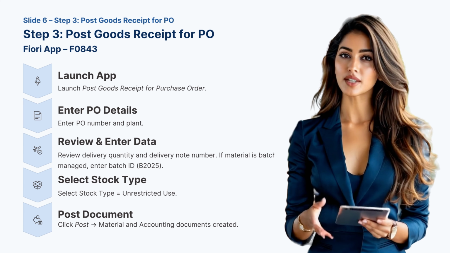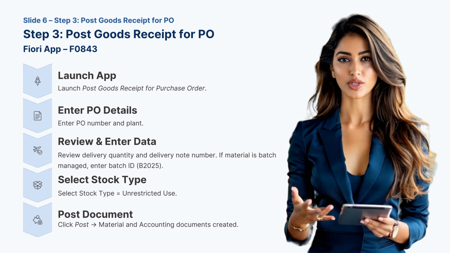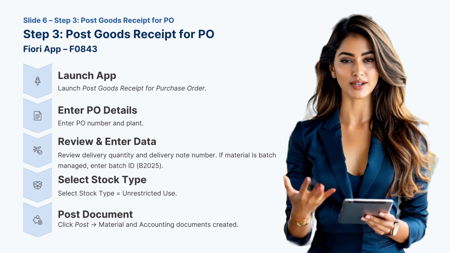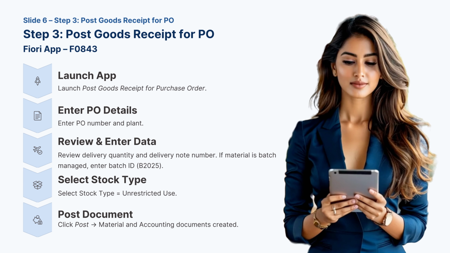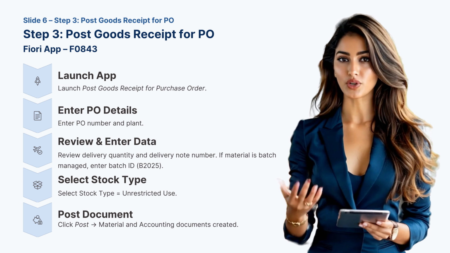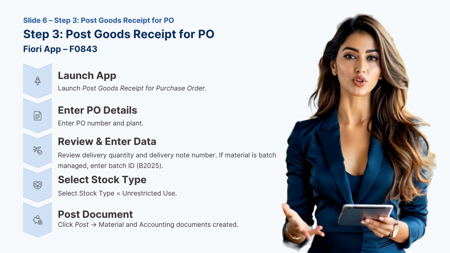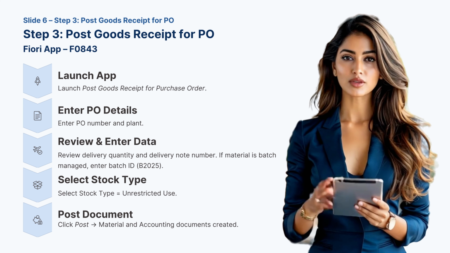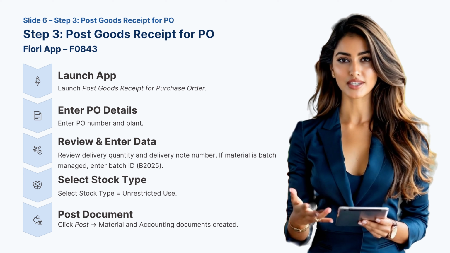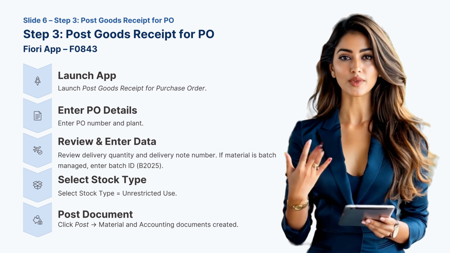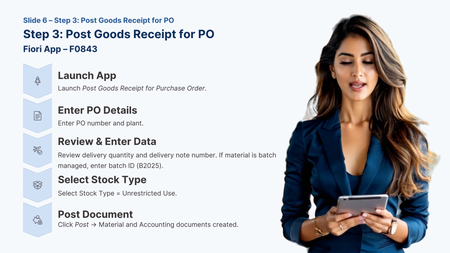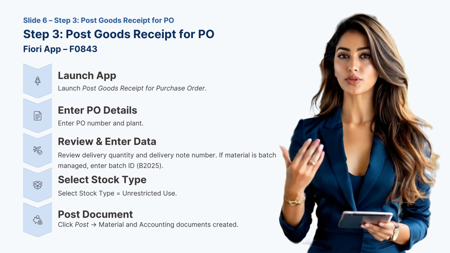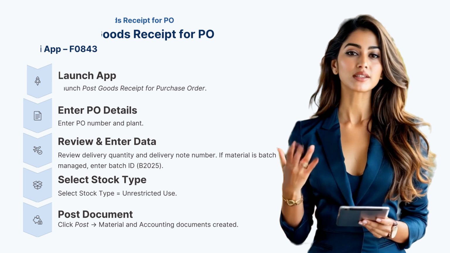Step 3. Post goods receipt for PO. Launch post goods receipt for purchase order from the Fiori Launchpad. Enter the PO number, confirm delivery quantity, and provide the delivery note reference. If the material is batch managed, enter batch ID B2025. Set the stock type to unrestricted use. Finally, click Post. The system instantly creates a material document and an accounting document, confirming successful posting.